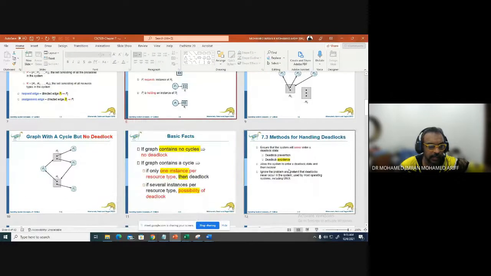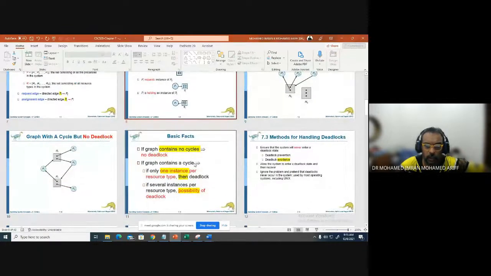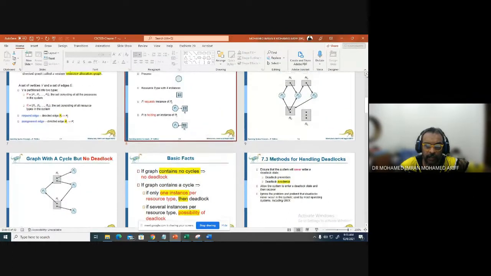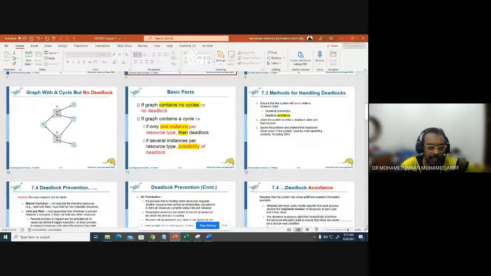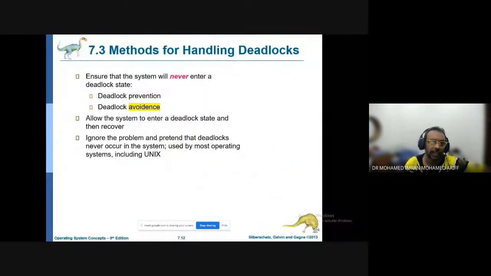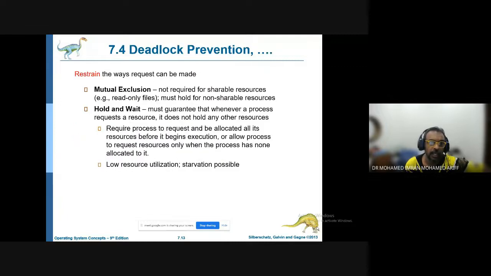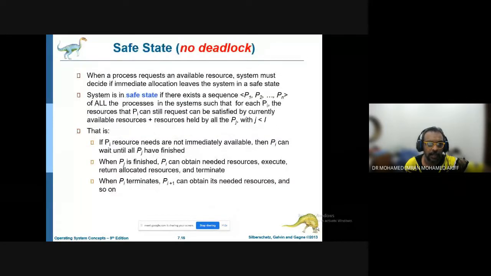So in the previous lecture, we stopped at slide 12. Today we are going to learn how to make sure that the processes inside the operating system do not go through a deadlock situation. How are we going to avoid this? There are a few methods. Among the methods, one is called a safe state.